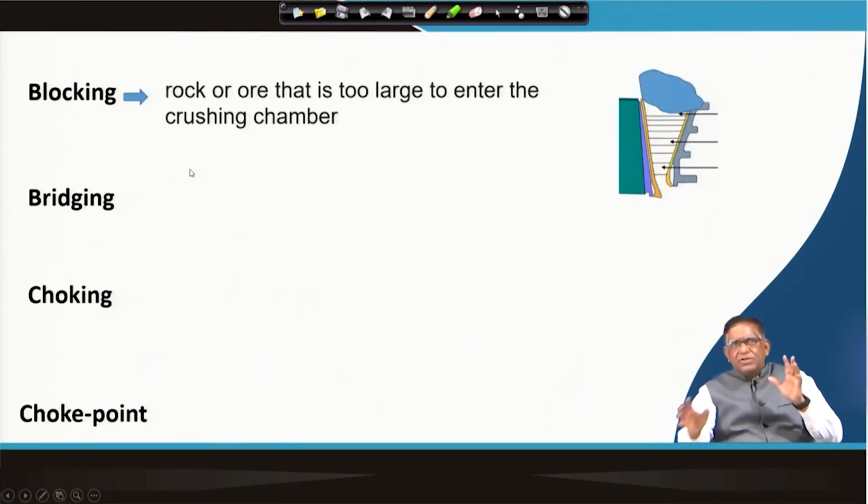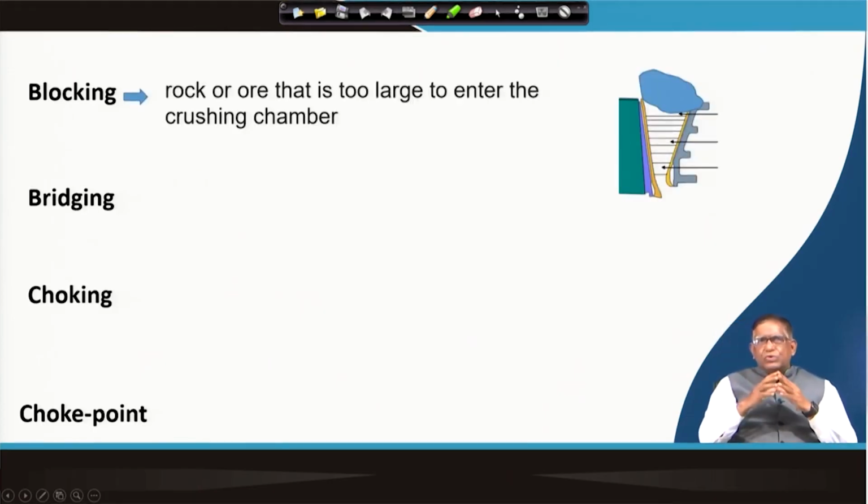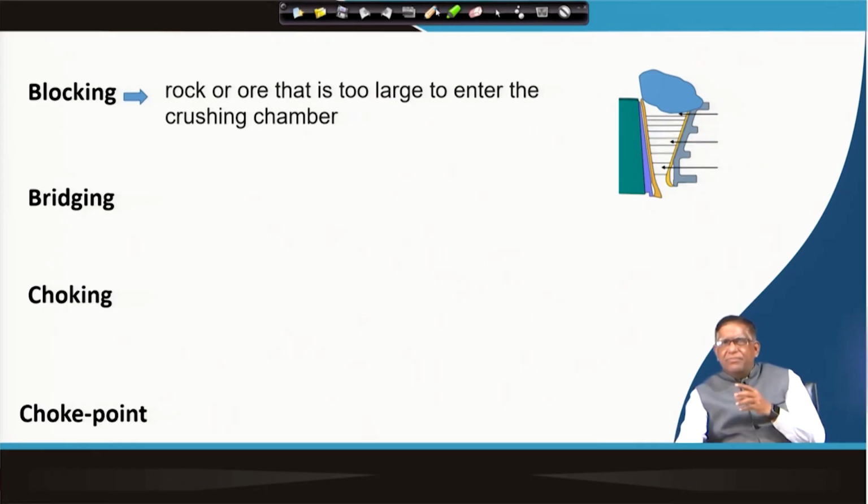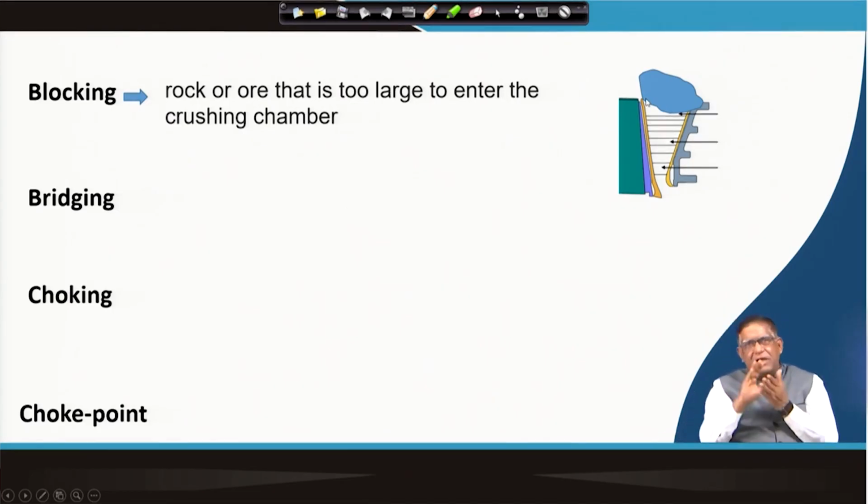Blocking means your rock or ore is too large and it cannot enter the crushing chamber. So, what will happen, if any particle comes which is very big, then the rest of the material cannot go in, it will go as spillage, falling outside. So, that is why in any crusher you will have to see the feed size which is coming over there.